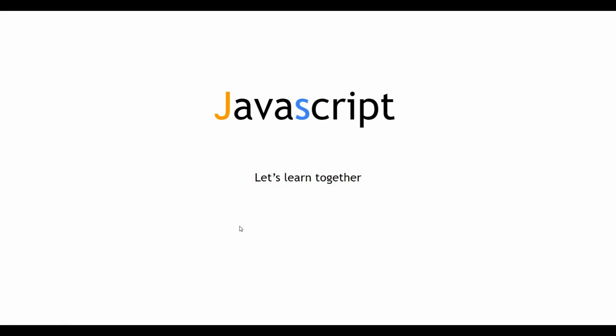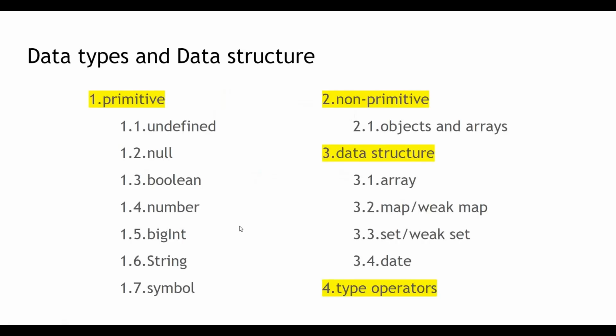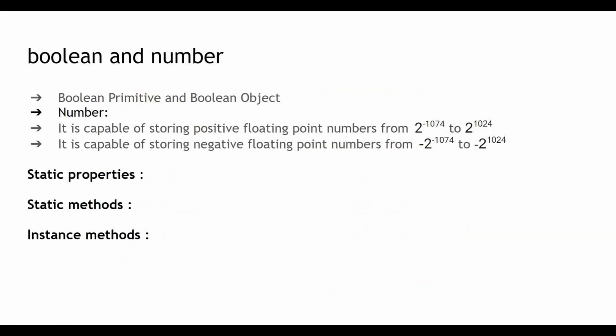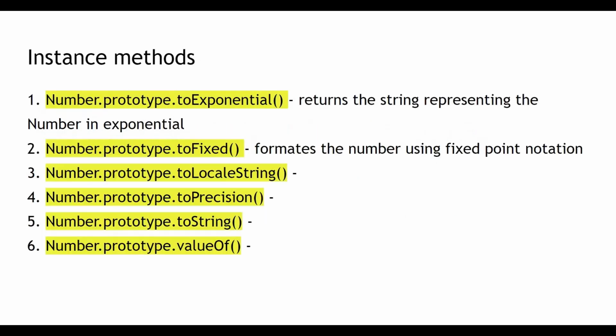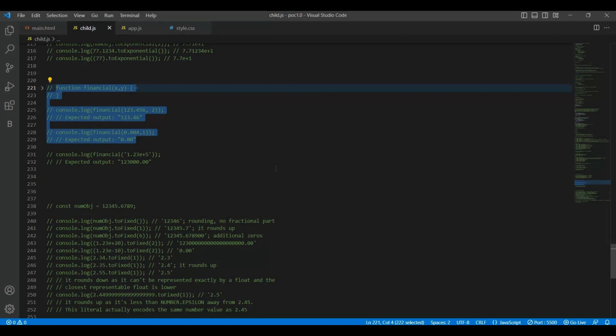As part of learning JavaScript, we are discussing data types. In the previous video, we discussed static properties, static methods and instance methods of a number. Let's discuss today the Number.prototype.toFixed method. It's an instance method of number. So let's jump into the code.